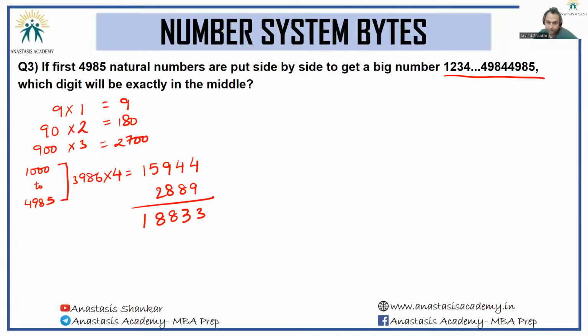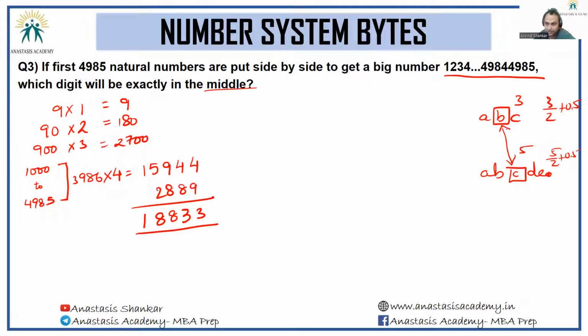Okay, seems right. Now, if I have these many digits and I'm looking for the digit exactly in the middle, first thing I would have to do is identify it. If there are 3 digits, the digit exactly in the middle is how? If there are 5 digits, the middle digit is identified how? Pattern wise, you can see it is 3 by 2 plus 0.5. Here it is 5 by 2 plus 0.5. The spot for the middle digit is identified that way.